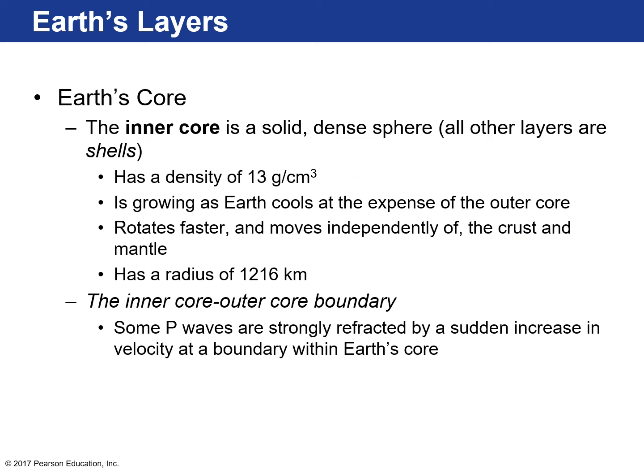The solid inner core has the highest density, 13 grams per cubic centimeter, and the Earth is slowly cooling down. And as it cools down, the outer core is essentially crystallizing and settling and allowing the inner core to grow. So the inner core grows at the expense of the outer core. The inner core also rotates faster and moves independently of the crust and the mantle and the rotation of the Earth, which is kind of interesting.